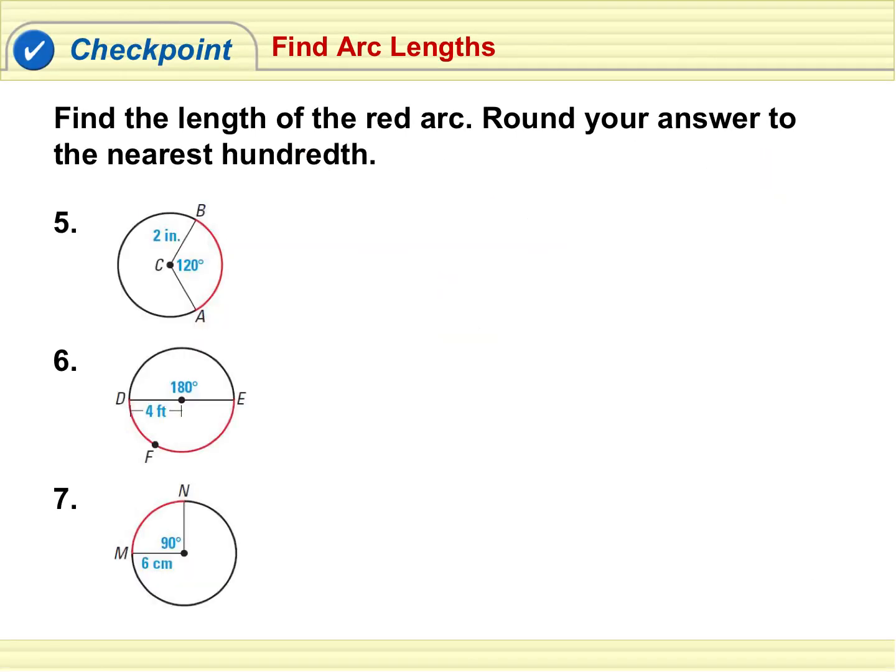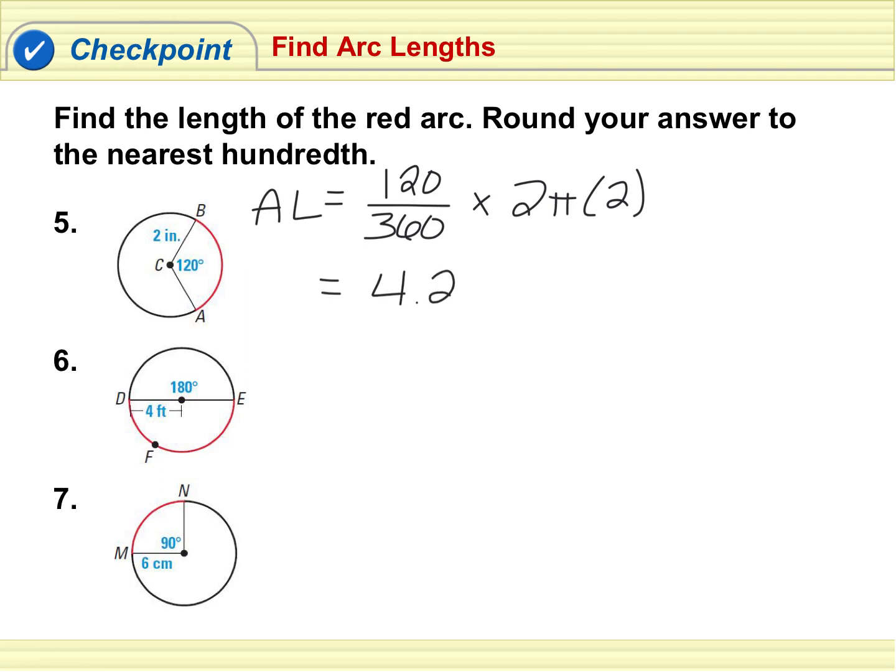So on number 5, arc length, what's the first thing we want to create? What's the first thing we want to do? The ratio, right? Yep, take 120. It's always going to be over what? 360 times, what's the rest? 2 pi r, which is 2. What'd you guys get when you calculated that? 4.2, I would accept that, or 4.18, whatever you guys did. Okay? What would I label it? Inches. Yep. It changed on you.